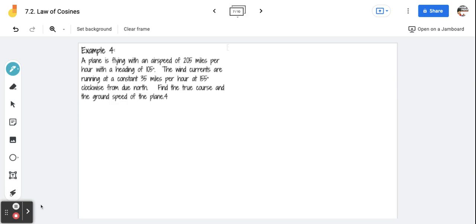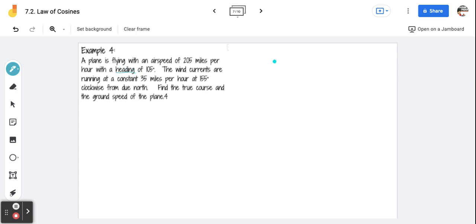All right, so this example 4 is a navigation problem. We have a plane flying with an airspeed of 205 miles per hour with a heading of 105 degrees. So remember what heading means. That is the direction it's intending to head.